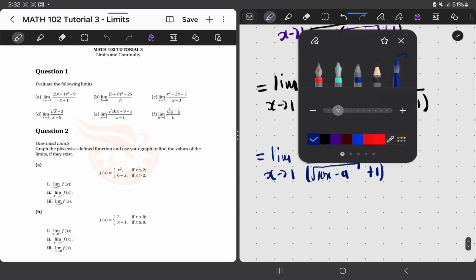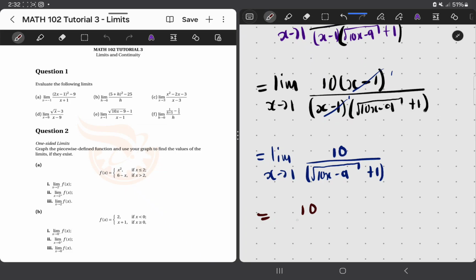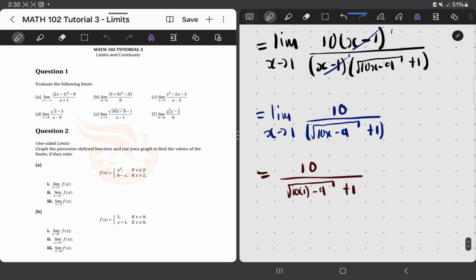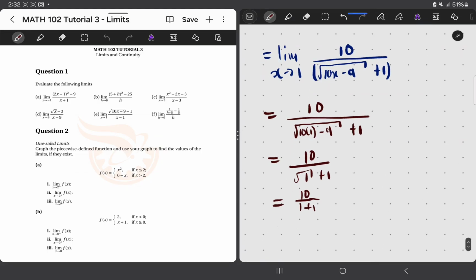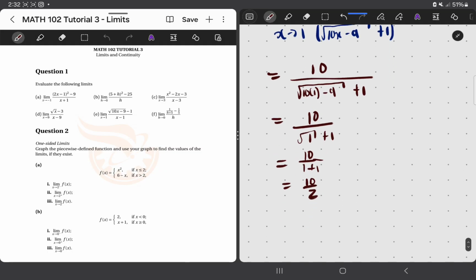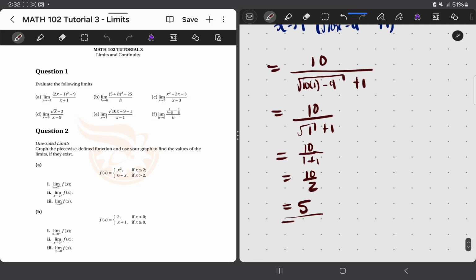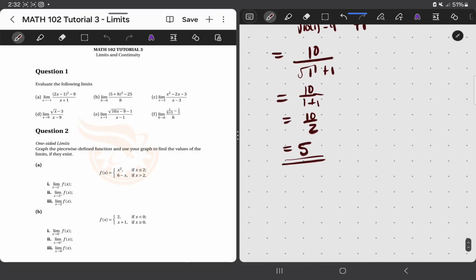And now since we are approaching 1, we can substitute now, ladies and gentlemen. It's going to be 10 all over the square root of 10 times 1 minus 9, plus 1. This is just going to be 10 times 1 is 10, minus 9 is 1. So it's the square root of 1 plus 1, which is going to be equal to 10 over 1 plus 1, which is 10 over 2. And this leads to a final solution of 5. And we would be done. This is going to be the final solution for part E.